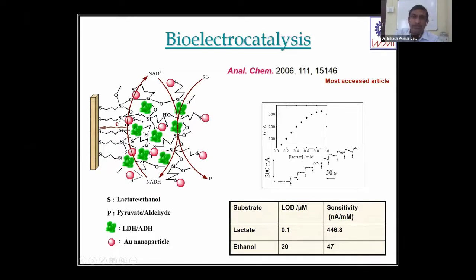When you add it to this solution, what happens? It is enzymatically converted to product, and in the presence of NAD plus, NADH is generated. And for this NADH, we have observed that gold nanoparticle is good. It can easily oxidize this NADH and provide the electron to the electrode surface, which is reflected as an increase in the current. So when you add this analyte, we observed an increase in the current. We used this for sensing of lactate using lactate dehydrogenase, and ethanol using alcohol dehydrogenase. So by using this effective electrochemical biosensor, you can monitor those concentrations.